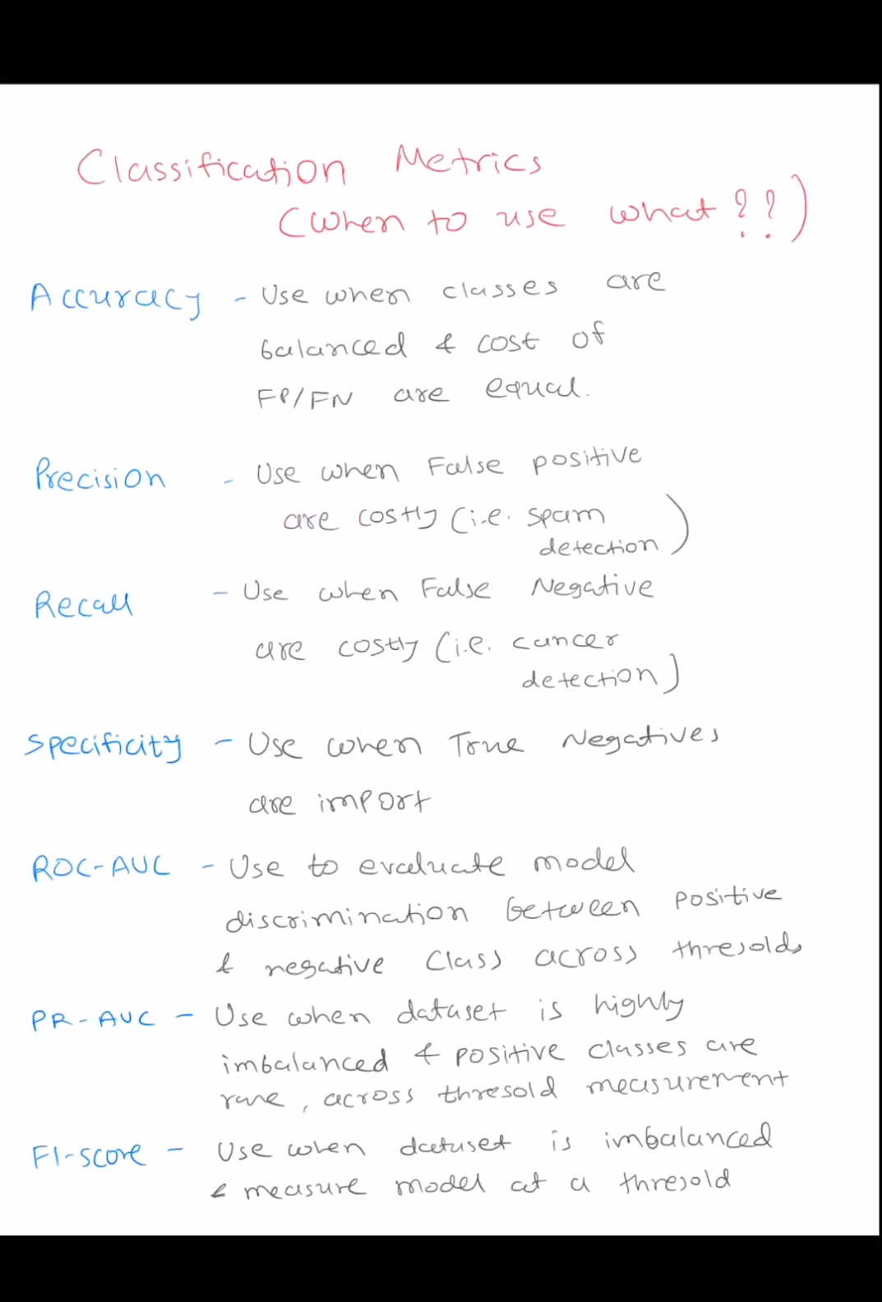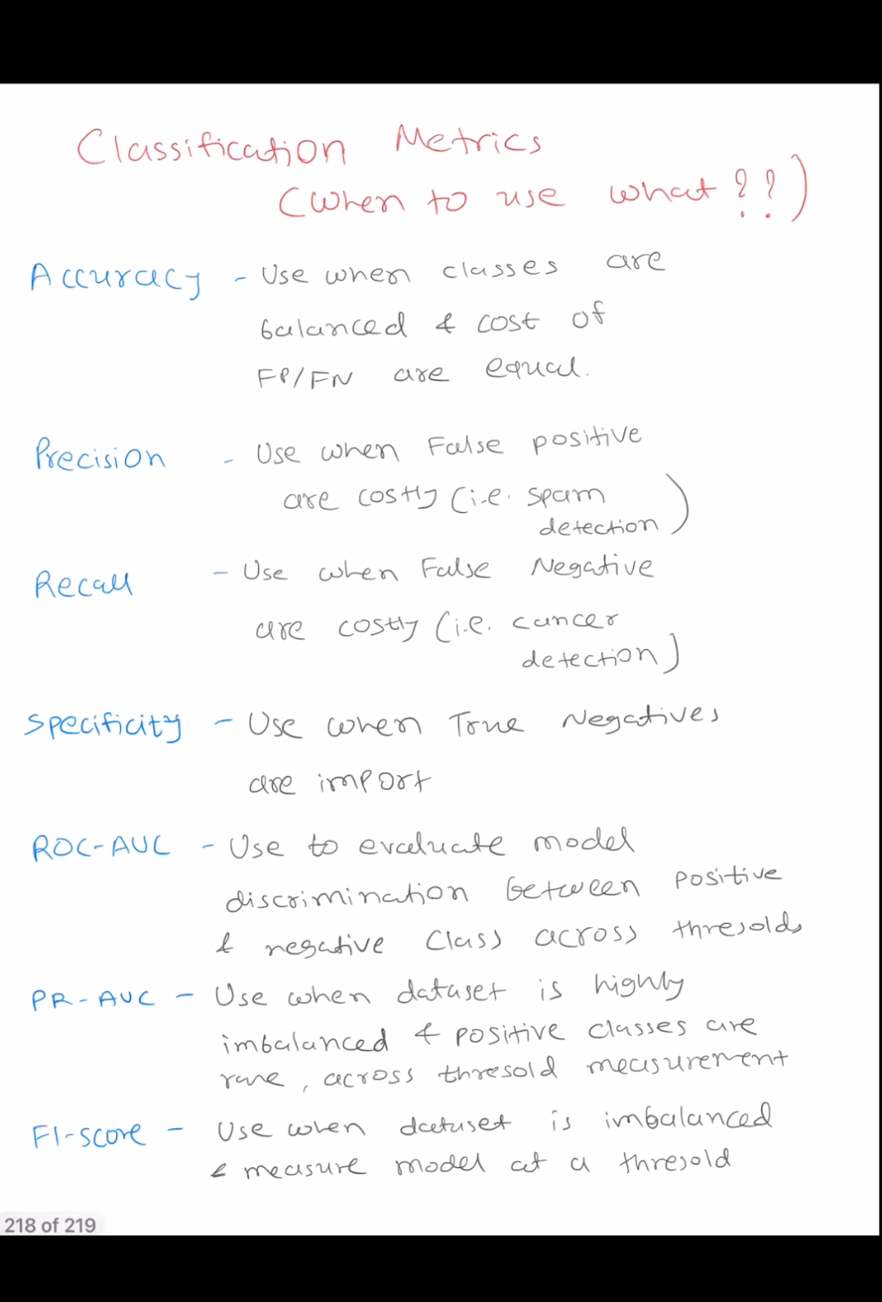If you have watched this video until the end, this is a bonus summary for you on which classification metrics to choose based on the problem. If you have balanced classes in the data set, and you think the false positives and false negatives are equal, then you can use accuracy. If you think the false positives are expensive, for example in spam detection, where labeling an important email as spam can be very costly, you can use precision in that kind of problem.